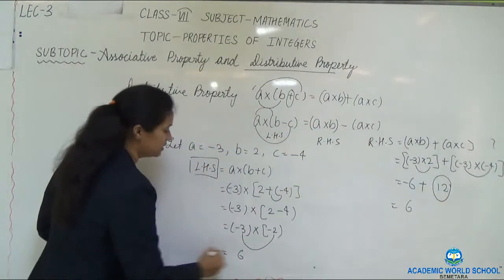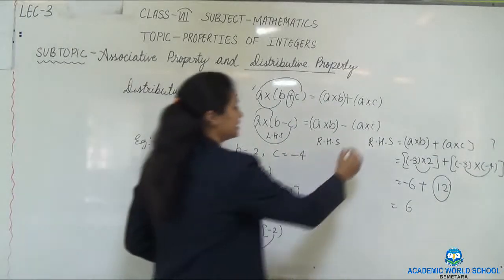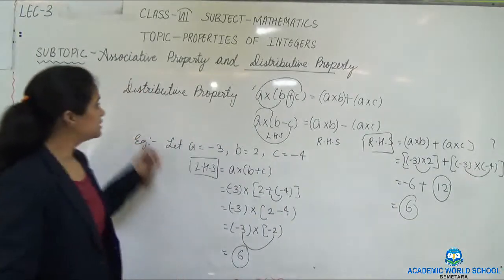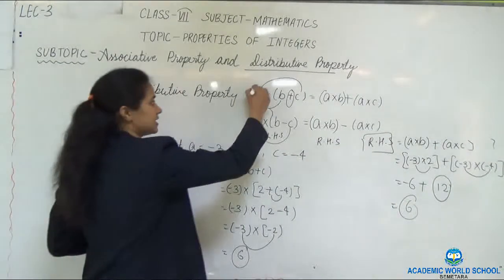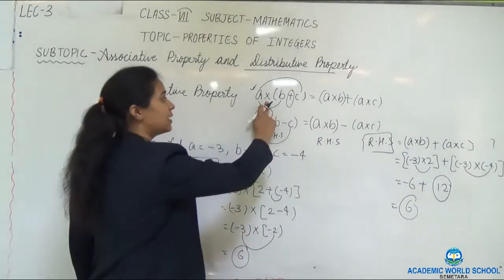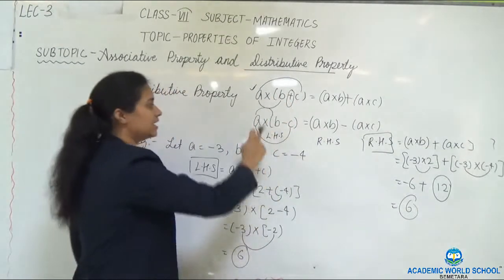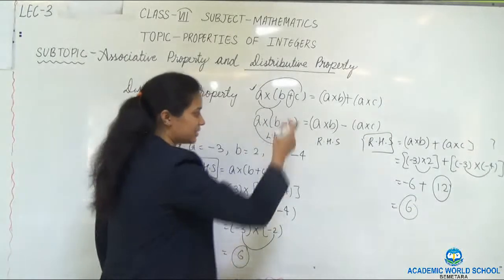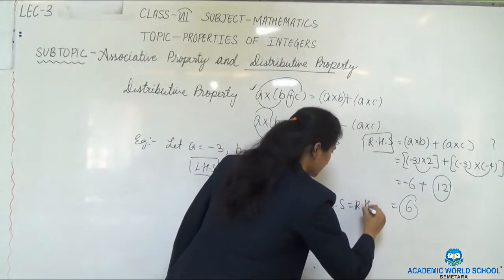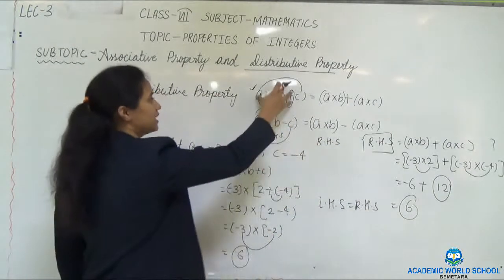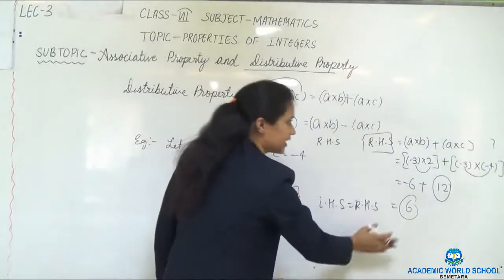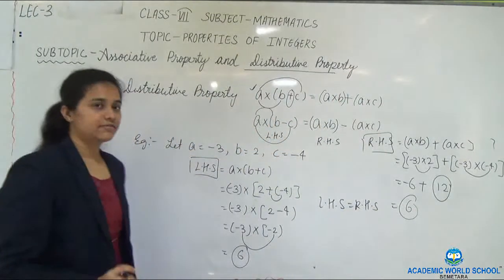Left hand side we got 6 and right hand side also we got 6. Means distributive property is satisfied for multiplication over addition. Here we are multiplying over addition and here we are multiplying over subtraction. So in this case left hand side is equal to right hand side. Whether we solve the left hand side we will get the same value, and whether we solve the right hand side again we are going to get the same value.